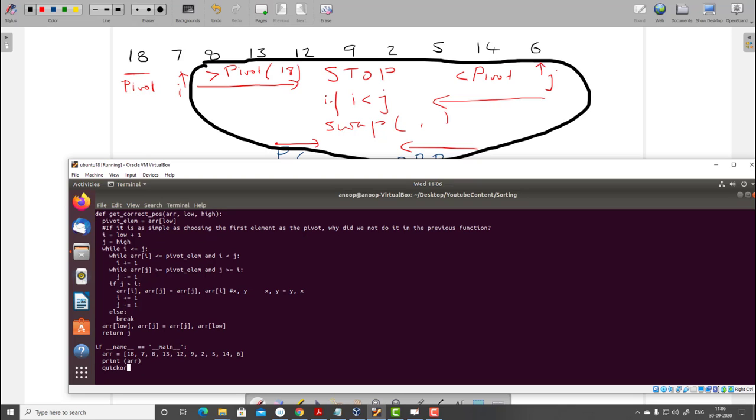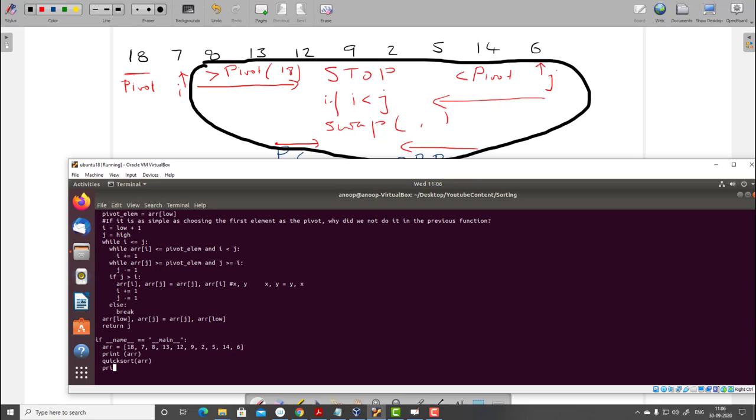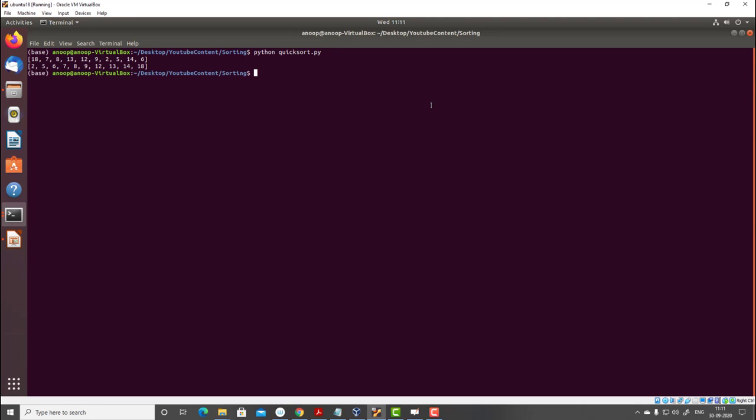We call Quicksort on the array, and finally we print it again. This should be the sorted array. Let us now run the program, and we see the 18, 7, 8, 13, 12, 9, 2, 5, 14, and 6. It comes out in the sorted fashion: 2, 5, 6, 7, 8, 9, 12, 13, 14, 18.